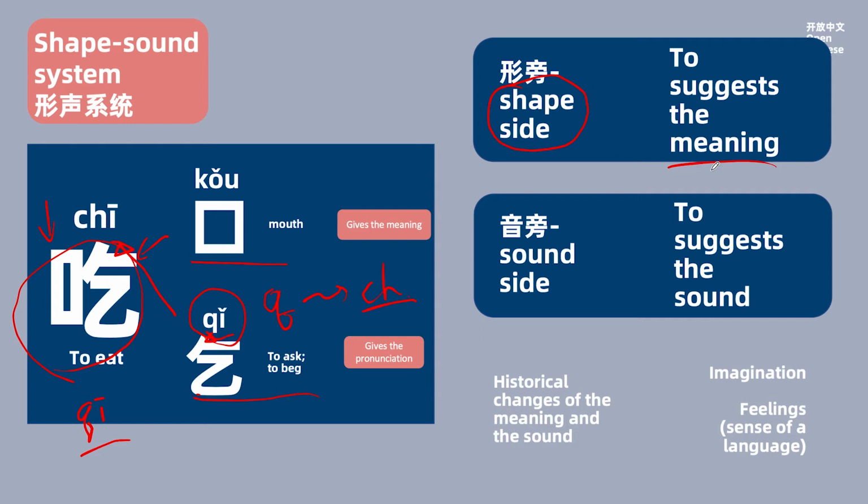Yes, it's a very straightforward way of making the character eat, right? And then the qi part, the right part, is the sound side. It gives a sound to this character. Okay, we'll use more examples to demonstrate this shape and sound system.